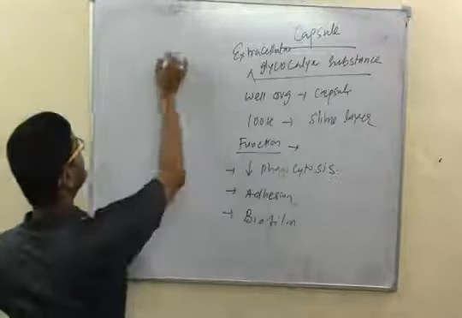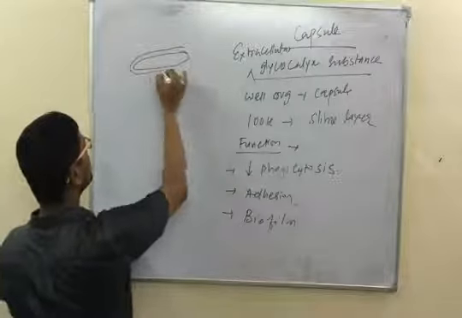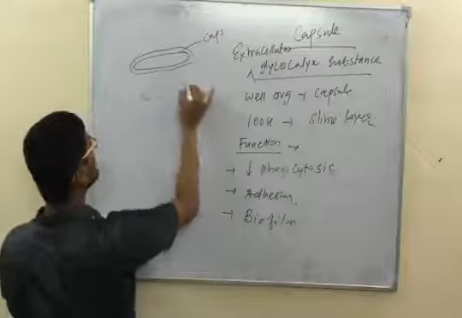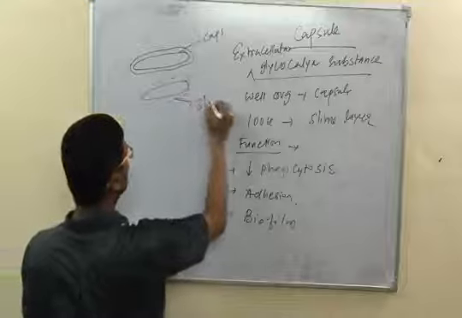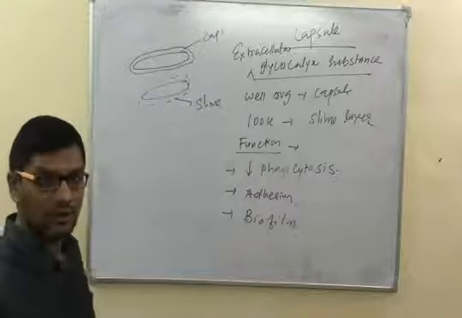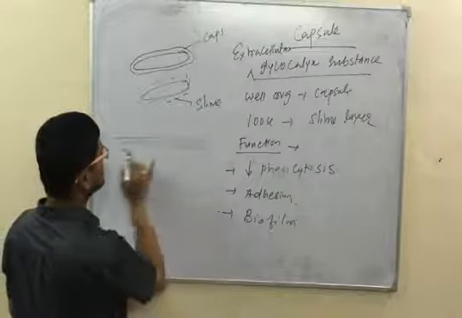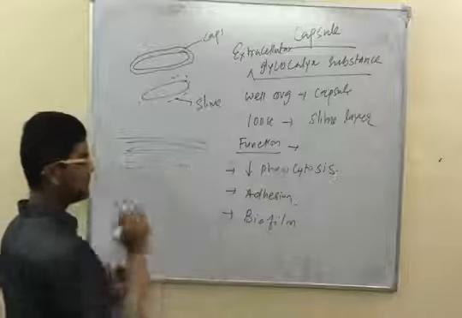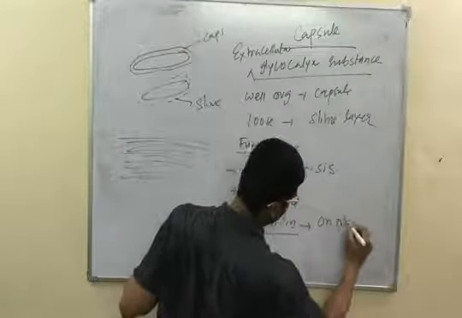So this is a bacterial cell, and if the capsule is well organized, it is called a capsule. If it is loosely formed, it is called a slime layer. And biofilm is nothing but the capsules of adjacent bacteria merging with each other. This biofilm is usually found on plastic surfaces.